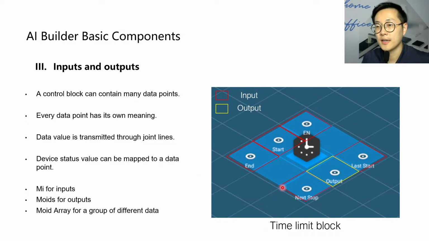Here is a time limit block as an example. It has 5 inputs and only 1 output. If you would like to know what the individual inputs and outputs mean, please refer to the block introduction file. And for MIMO IDs and this kind of thing, we will talk about them later in the practice section, because I think it is not very easy to understand at the moment.